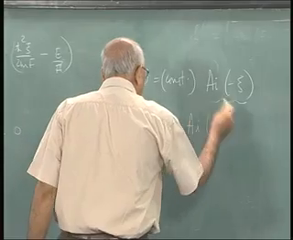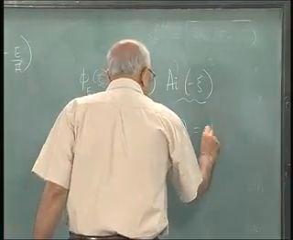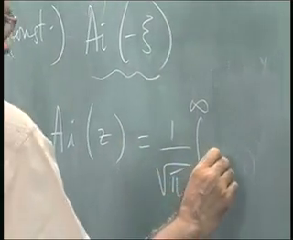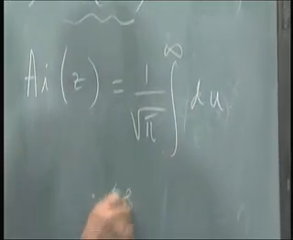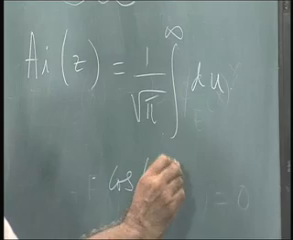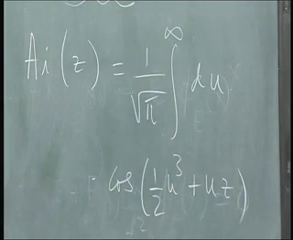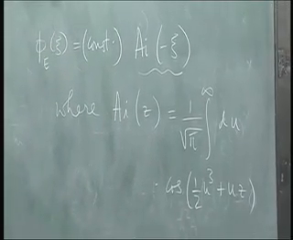where the Airy function of some variable z is equal to 1 over root pi integral up to infinity du times cosine of 1/2 u cube plus uz, some strange object of this kind. It is a special function, it is tabulated, but it is a solution of y double prime plus x y equal to 0.